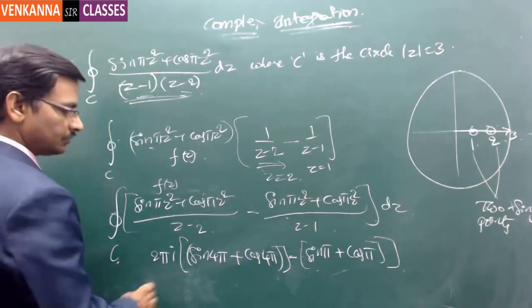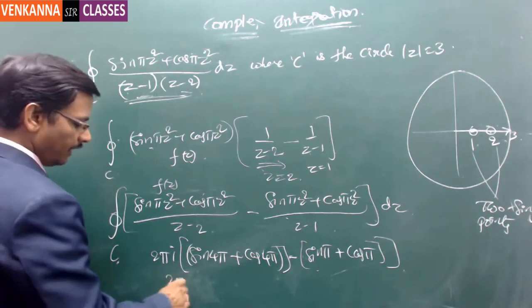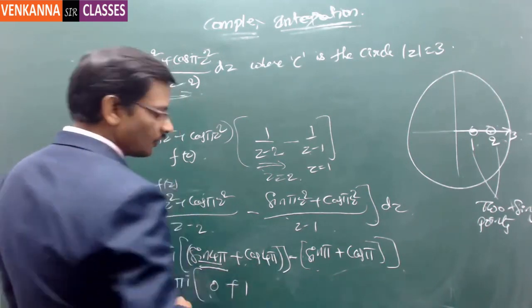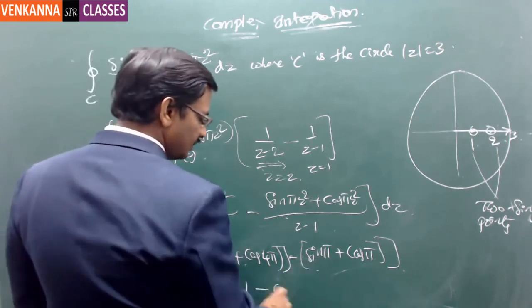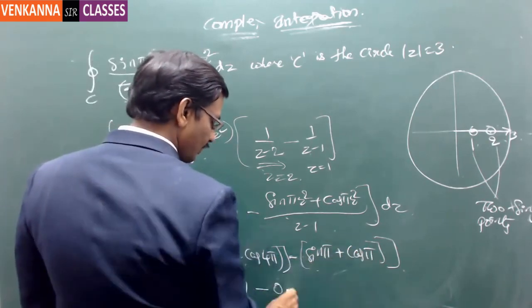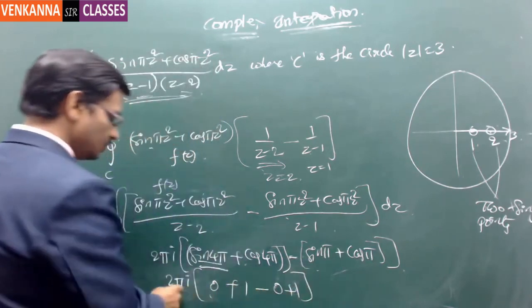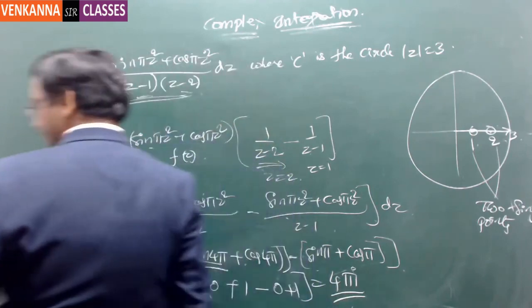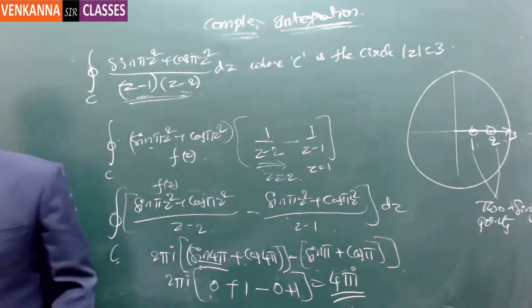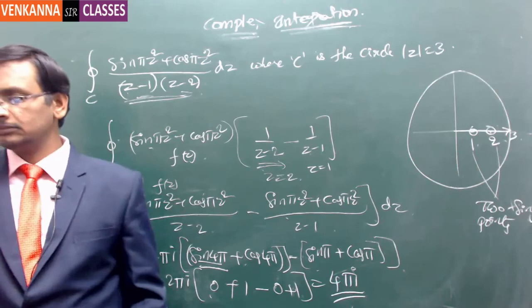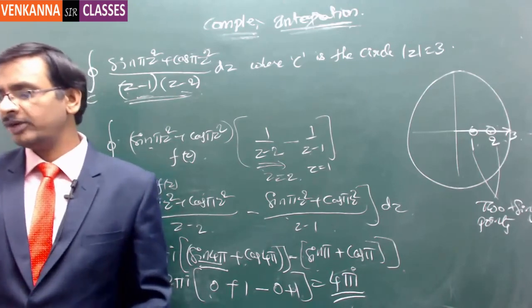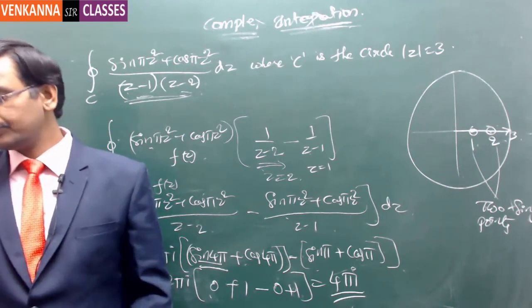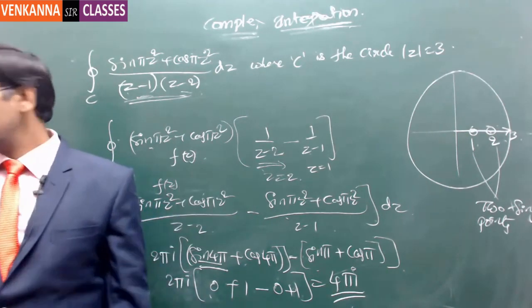Got it? So this is 2 pi i times of sin 4 pi is 0 plus cos 4 pi is plus 1, minus this is 0 and this is minus 1. Minus of minus is plus 1. 1 plus 1 is 2. 2 times 2 pi i, this is 4 pi i. Got it? Everybody got the answer? Yeah, great.